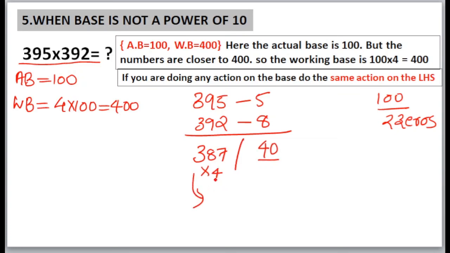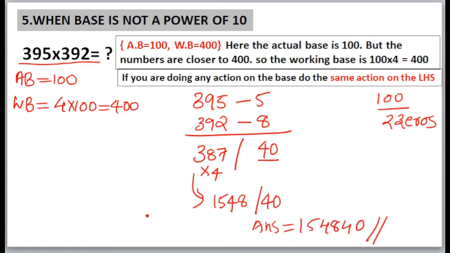7 into 4 is equal to 28. 2 carry over. 8 into 4, 32. 32 plus 2, 34. Then 3 into 4, 12. 12 plus 3, 15. So 1548 is your LHS term and 40 is your RHS term. So your final answer will be 154840. This is your final answer.